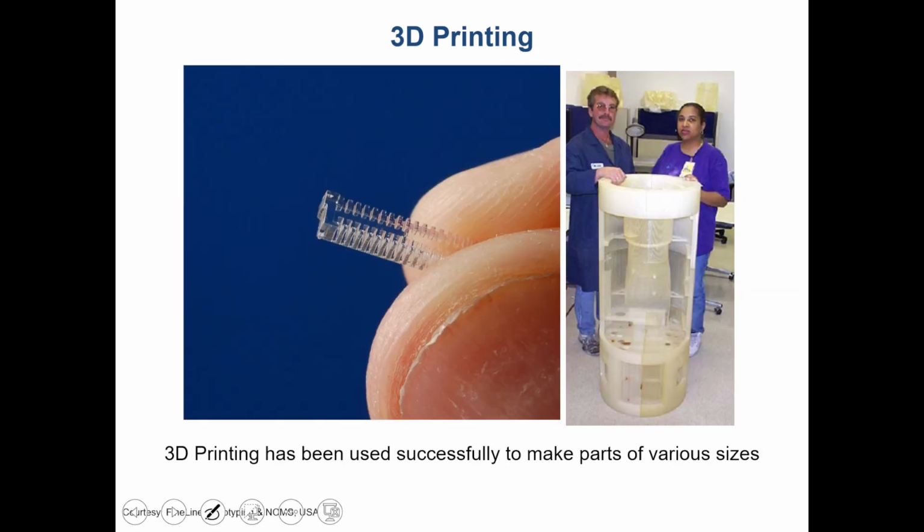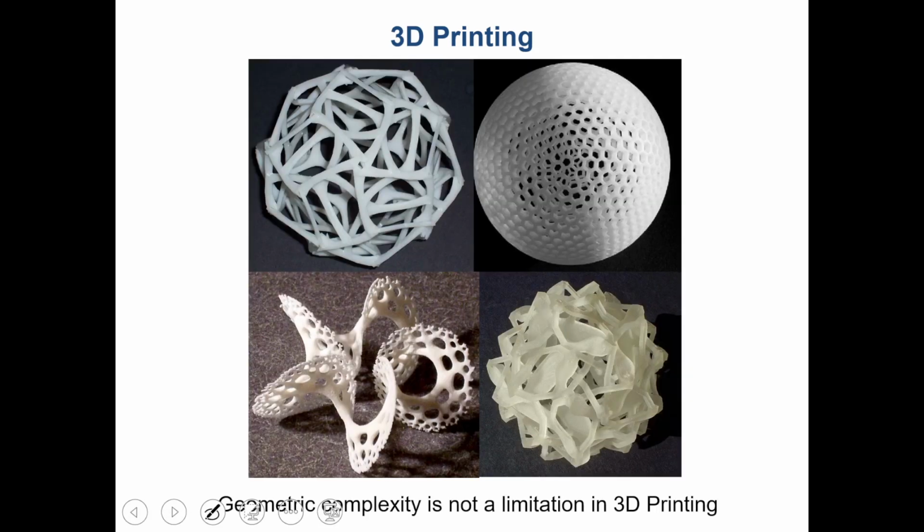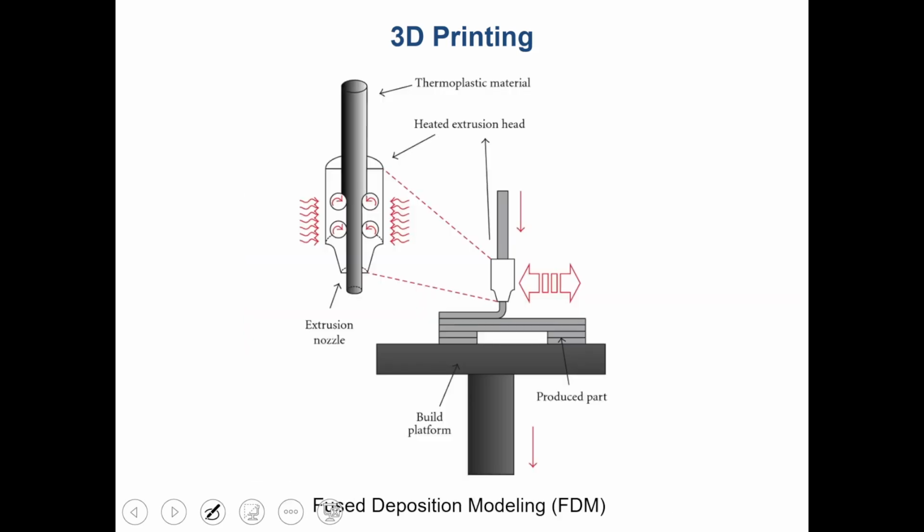3D printing has been used successfully to make parts of various sizes. The parts can be small size, big size, and very narrow sizes in nanometers and micrometers that can be printed with 3D printing. All these designs are manufactured through 3D printing.